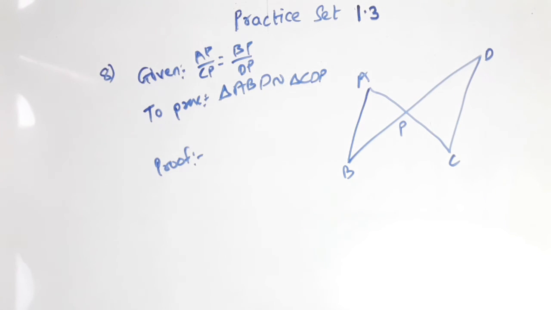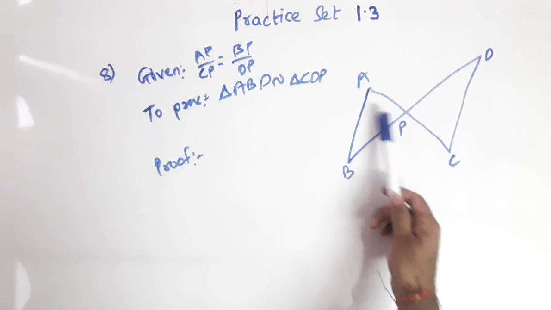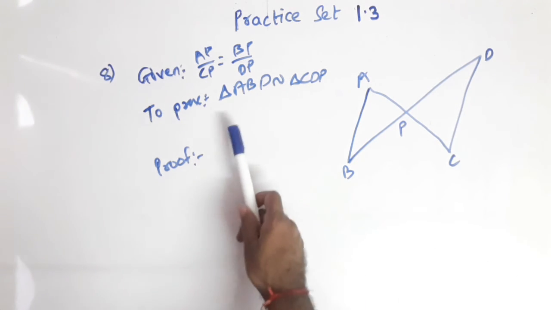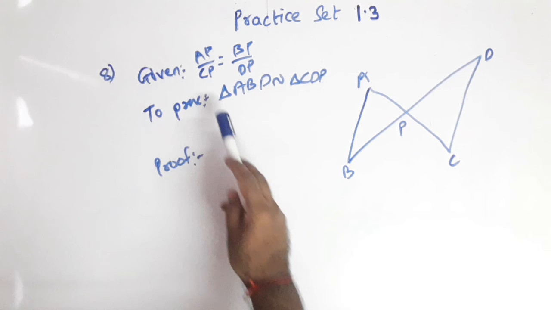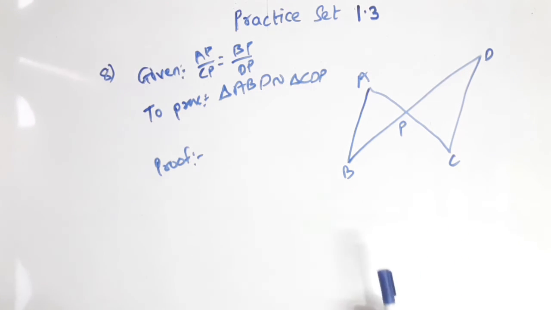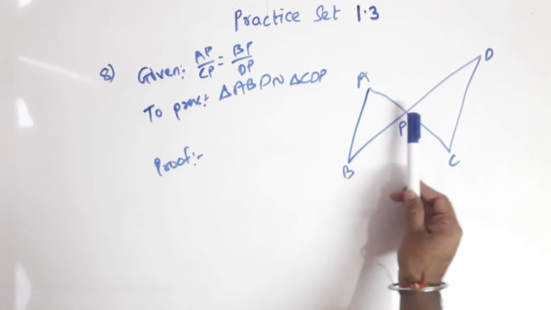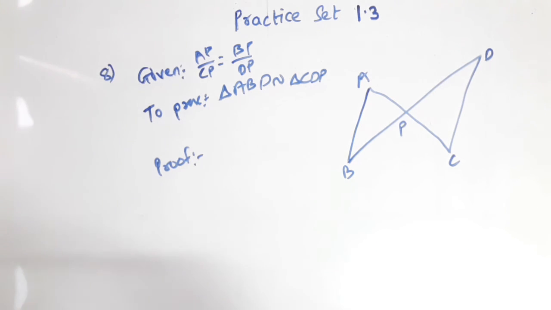Sum number 8 is very simple. They have already given AP upon CP is equal to BP upon DP, and they have asked to prove the triangles similar, which is very easy. Because once they have given the ratio of two sides equal, we have only one test, that is SAS, which has two sides in it. So we just have to find one included angle, that is the vertically opposite angle.